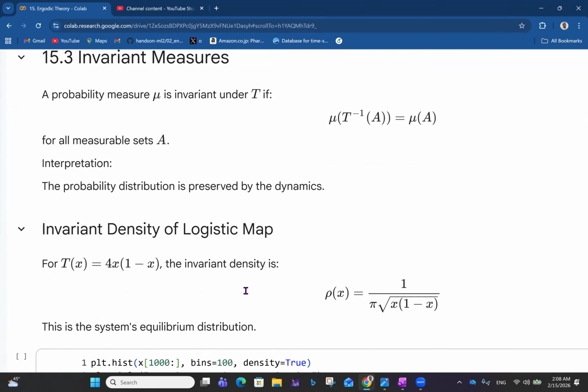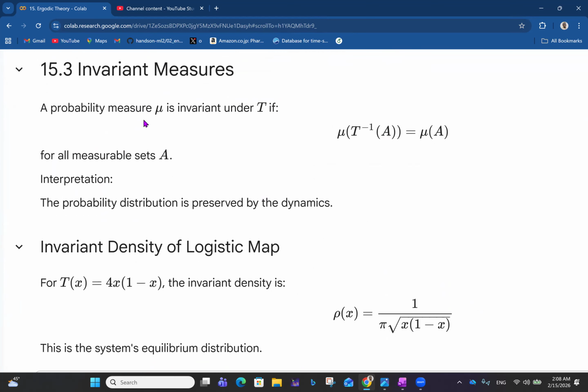A probability measure mu is invariant under T, that's under time now, if mu of T inverse of A is equal to mu of A for all measurable sets A, right? So mu of T inverse of A is equal to mu of A, for all measurable sets A. And the interpretation of that is that the probability distribution is preserved by the dynamics. And then the invariant density of the logistic map for T of x equals 4x times (1 minus x), which we saw the other time, is chaotic but statistically stable.